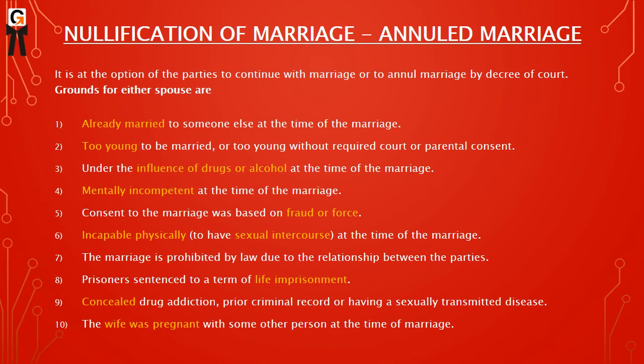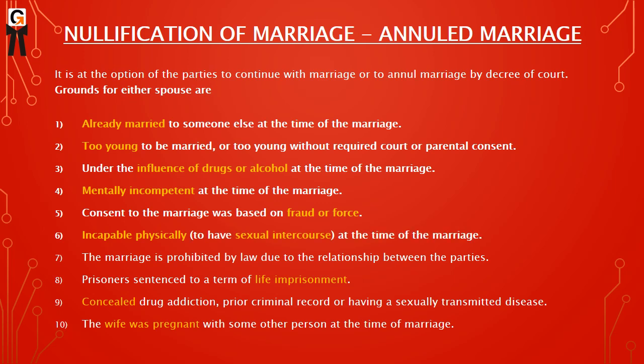It is at the option of the parties to continue with the marriage or to annul the marriage by decree of court. The available grounds for either spouse are: 1. Already married to someone else at the time of the marriage. 2. Too young to be married, or too young without required court or parental consent. 3. Under the influence of drugs or alcohol at the time of the marriage. 4. Mentally incompetent at the time of the marriage. 5. Consent to the marriage was based on fraud or force.